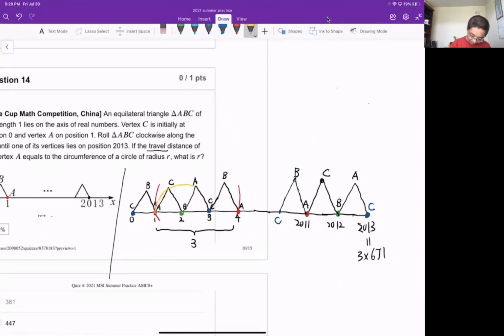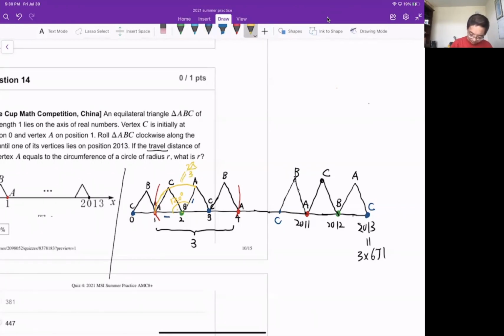This is an arc. The degree is 120 because it's an equilateral triangle, 60 and 60 together. So the first part, from here to here, is with radius 1. So it's an arc with radius 1. The degree is 120, which is 1/3 of the full circle. So this will be 2 pi over 3.